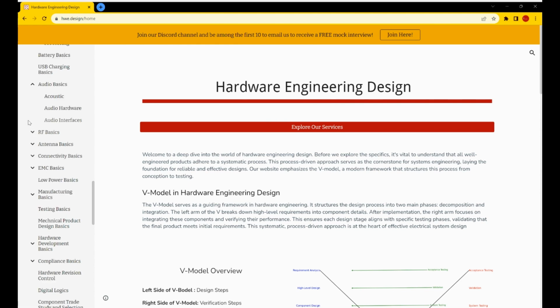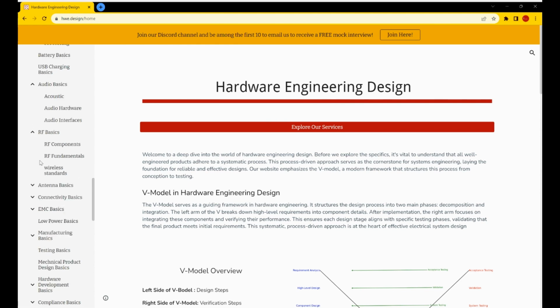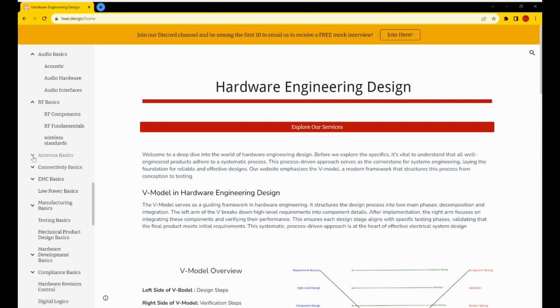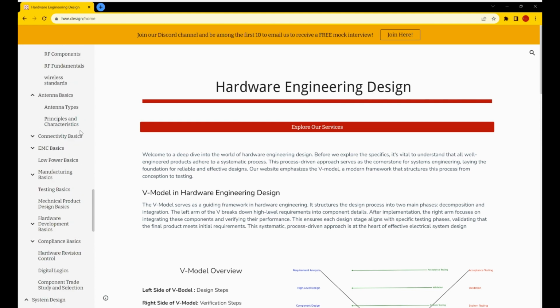Similarly, we need to understand how RF communication works and what some common wireless standards are, such as Bluetooth and Wi-Fi. Then we need to move on to understanding antennas. What are their radiation principles? And what are things we need to watch out for when we design these antennas into a small device in our embedded systems?